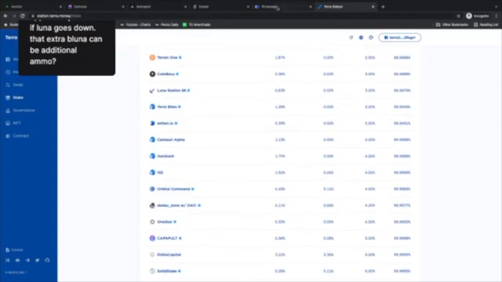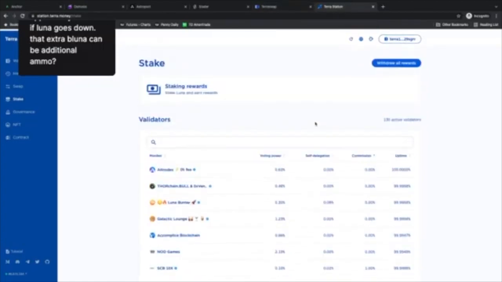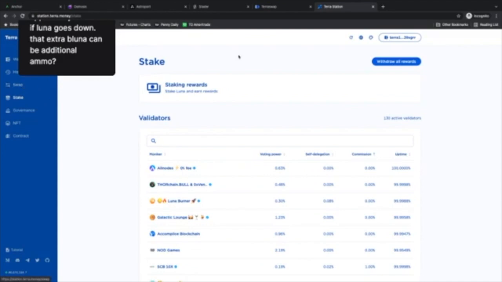Thanks, DJ. Who was next? Sugar then Alex. Hey, Lucky, I'm trying to just follow along on my Terra station. I wanted to see if you could just go back to, I was having trouble doing the swap to the Luna X. Where you went to the LP. If you could just show that again on the swap where you did the 2 coins into the 1.